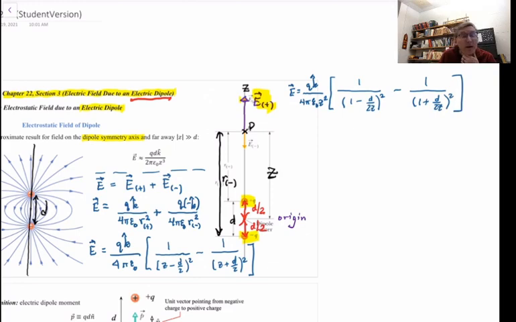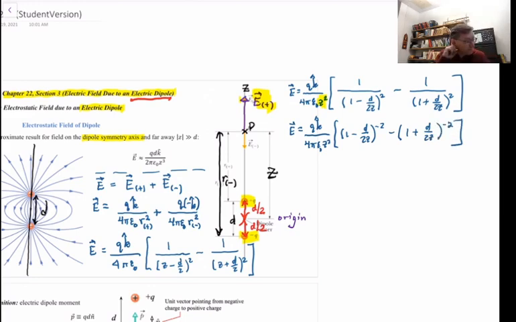Okay, I factored a z squared from each binomial in those denominators. And that's why there's a z squared out front in the denominator. Then the binomials look like that. So now, here's the next little trick. Each of those binomials in the denominator can be brought up into the numerator if I change the exponent from 2 to negative 2. (1 minus d over 2z) to the minus 2 minus (1 plus d over 2z) to the minus 2.